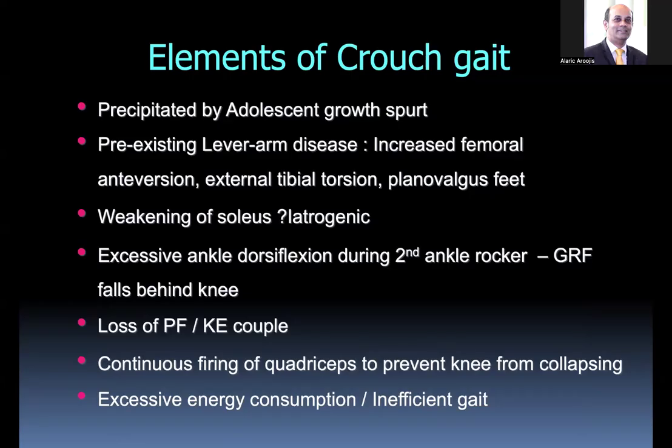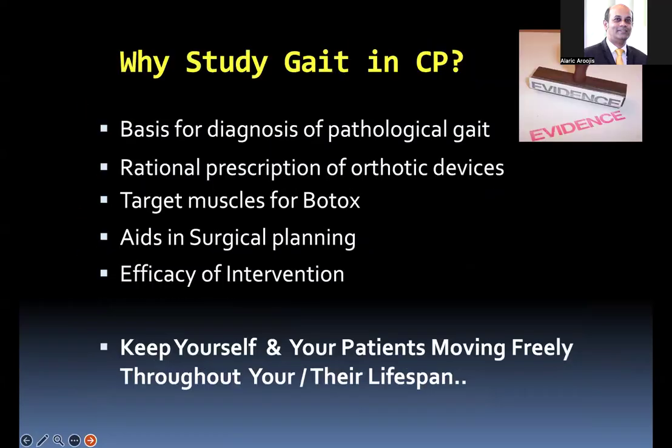and push these children towards the crouch gait. And the biomechanics behind this, as I've explained, is that you have excessive ankle dorsiflexion, the second ankle rocker, because the ground reaction force has moved behind the knee and in front of the hip, and an incompetent plantar flexion knee extension couple, with continuous firing of the vasti and the Gmax, which cause a very energy inefficient gait and a lot of energy consumption.